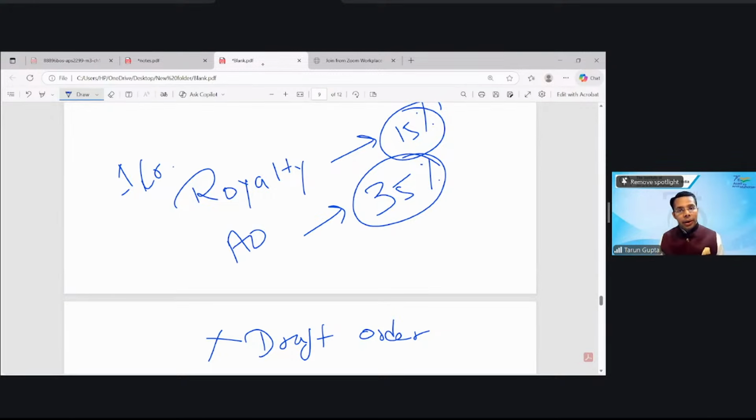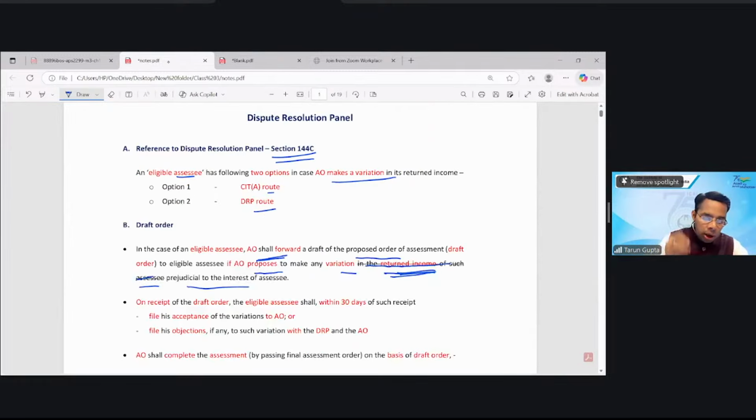He was right. But this is against the intent. The foreign company should have an option in this case as well. Even this adjustment is against the assessee, and therefore the amendment was made. Now, even if there is no change in the return of income, but the order is somewhere prejudicial to the interest of the assessee, prejudicial means against the interest of the assessee, then the AO has to pass a draft order, and the assessee has an option either to go to CIT appeal or to the DRP. Hope I'm clear.